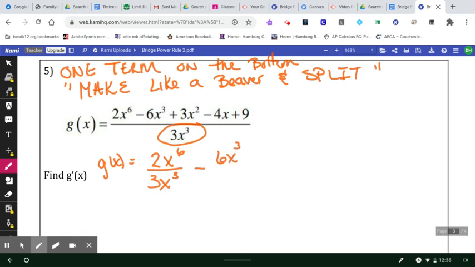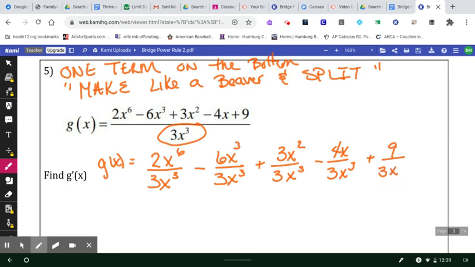And again, I usually do this in my head, but we'll write it out so we can see it easier. Each term is going to get divided by this 3x cubed. Okay, so that was step one of cleaning it up. No calculus yet. Step two, I'm going to clean it up again. Lots and lots of cleanup.